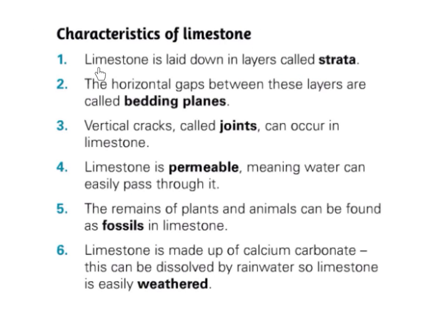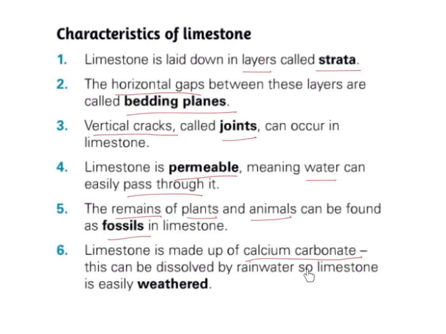Characteristics of limestone. Limestone is laid down in layers called strata. The horizontal gaps between these layers are called bedding planes. Vertical cracks called joints can occur in limestone. Limestone is permeable, meaning water can easily pass through it. The remains of plants and animals can be found as fossils in limestone. Limestone is made up of calcium carbonate. This can be dissolved by rainwater, so limestone is easily weathered. So weathering means that rock is worn away due to the weather.